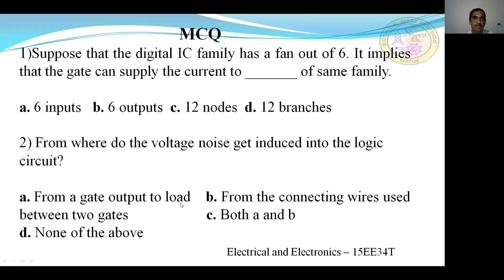From a gate output to the load and from the connecting wires used. So these two may cause the voltage noise. This will induce the voltage noise in the circuit.